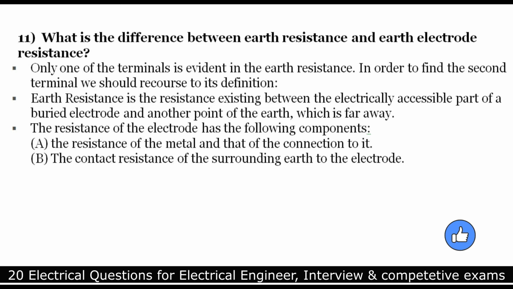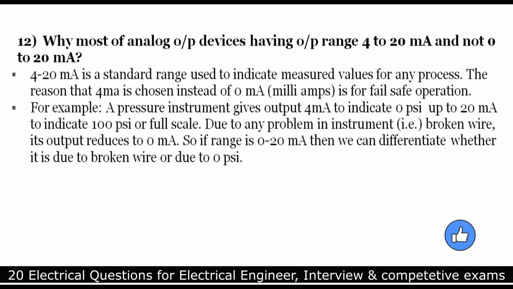The resistance of the electrode has the following components: A. The resistance of the metal and that of the connection to it. B. The contact resistance of the surrounding earth to the electrode.